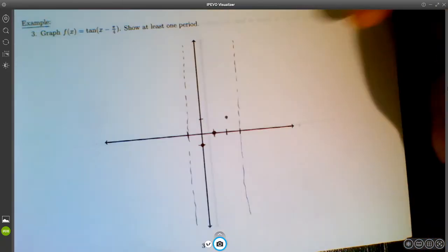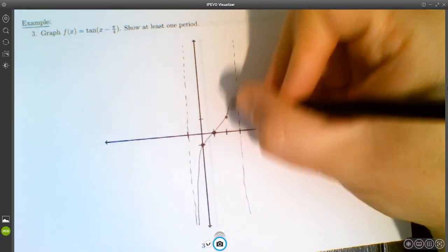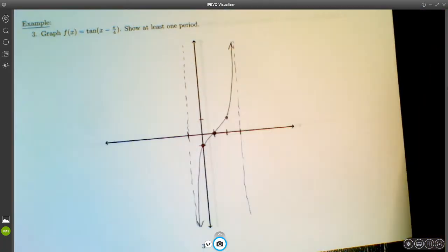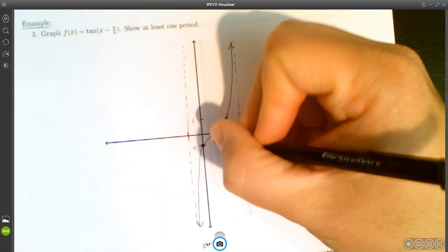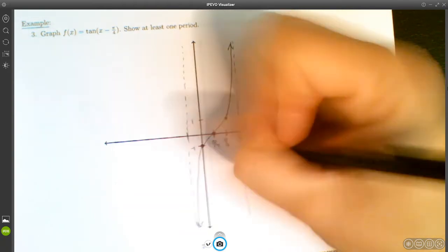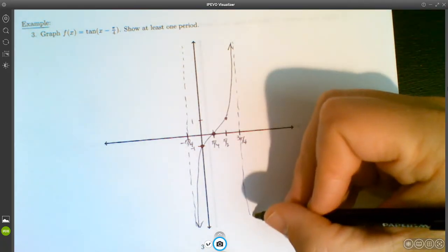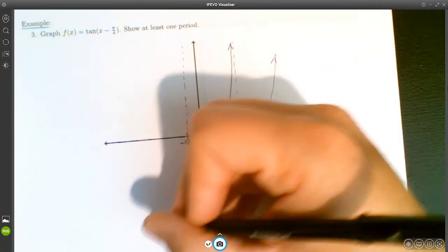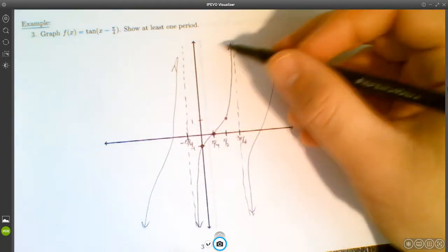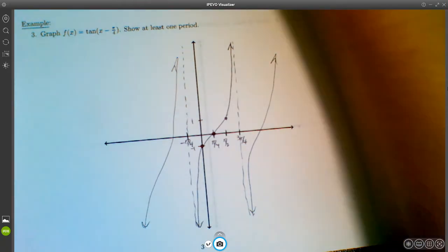Okay, and now you just connect the dots with a curve that looks like the tangent function. Something like that. So we've got 1, negative 1, pi over 4, pi over 2, and 3 pi over 4. And here we've got negative pi over 4, of course. This thing, it should go without saying, is going to repeat over and over again. But as long as you get one period on there, I'm happy. Okay, so that's what the tangent function looks like.